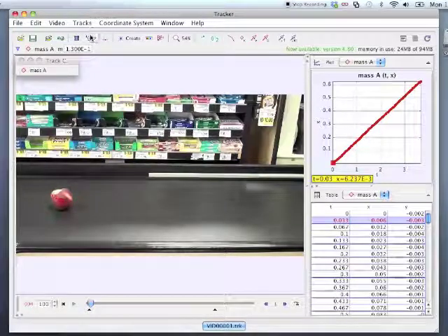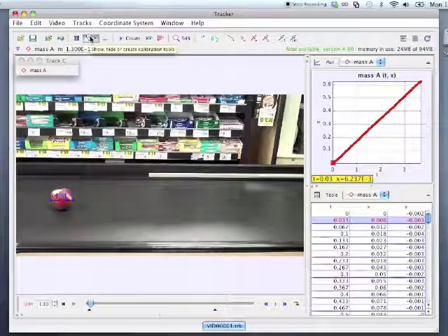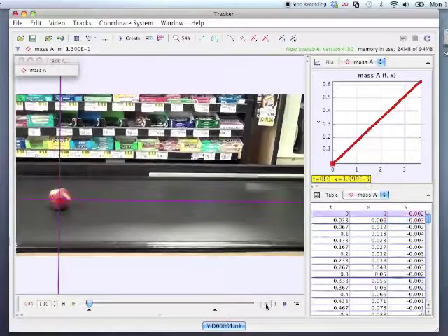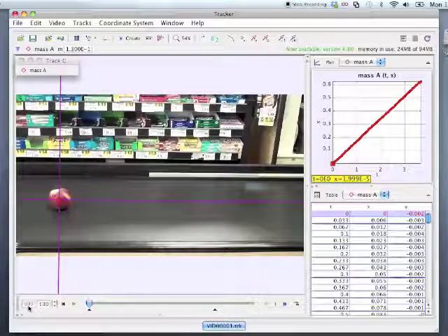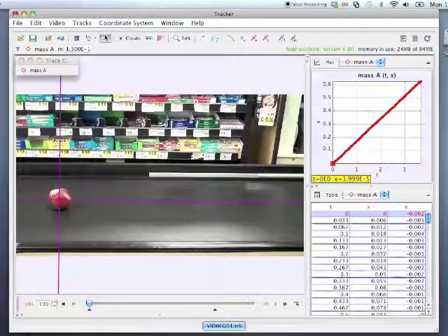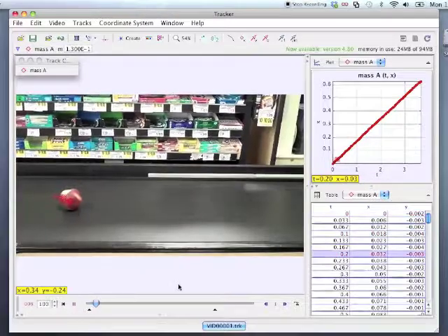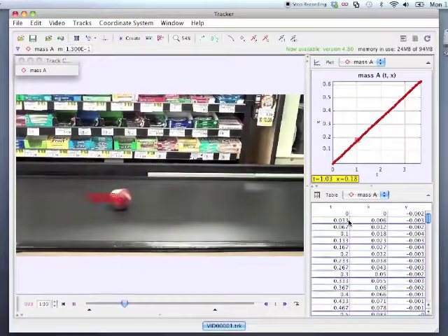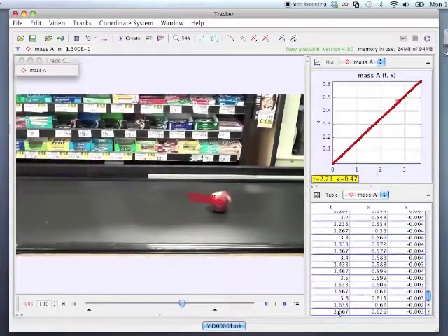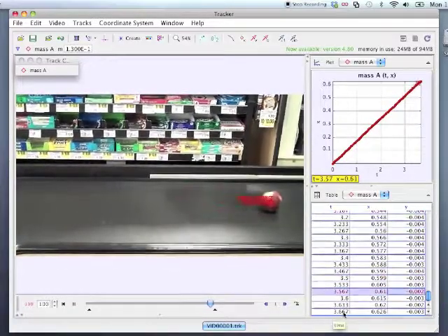I calibrated the length scale in Tracker using the size of the peach, which I measured to be 6.4 centimeters, and I chose as my axes so that the center of the peach was at the origin in the first frame that I evaluated, which was frame 3, and so that the positive x direction was traveling toward the right. I was then able to obtain the position of the peach every 0.033 seconds, starting with time t equals 0 and ending with time t equals 3.667 seconds.